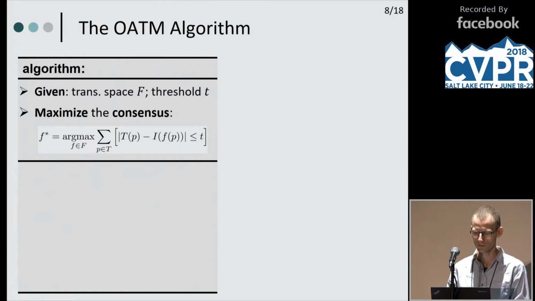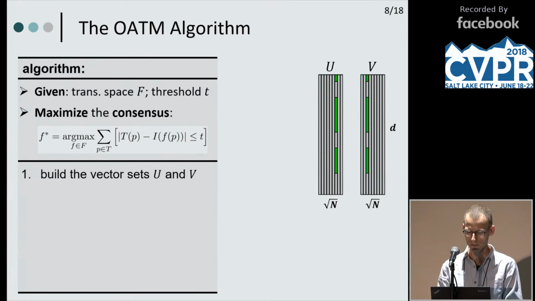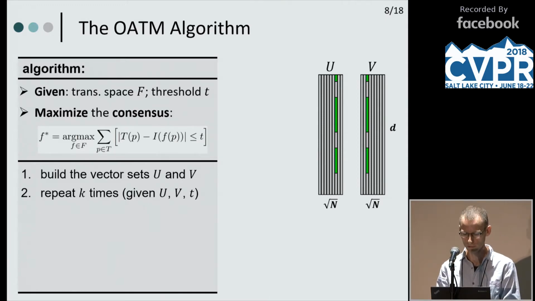Now I can describe the full algorithm. So our goal is to maximize the consensus to optimize this simple functional. The first step would be the reduction that I just showed to build the vector sets U and V. And then we repeat k times in a RANSAC fashion the following.